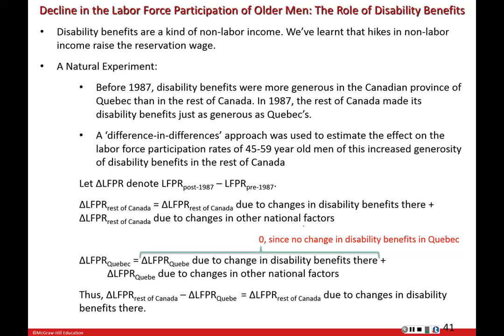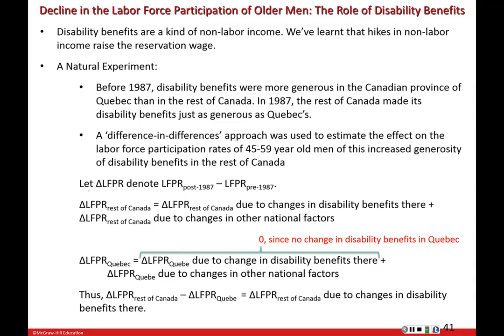So you have a control group and you have the other group. Control group is Quebec, I guess. Nothing changes there between pre-1987 and post-1987. And the rest of Canada is the group upon which an experiment is being conducted. They're the ones receiving the vaccine, so to speak. So a difference in differences approach was used to estimate the effect on the labor force participation rates of 45 to 59-year-old men of this increased generosity of disability payments in the rest of Canada.